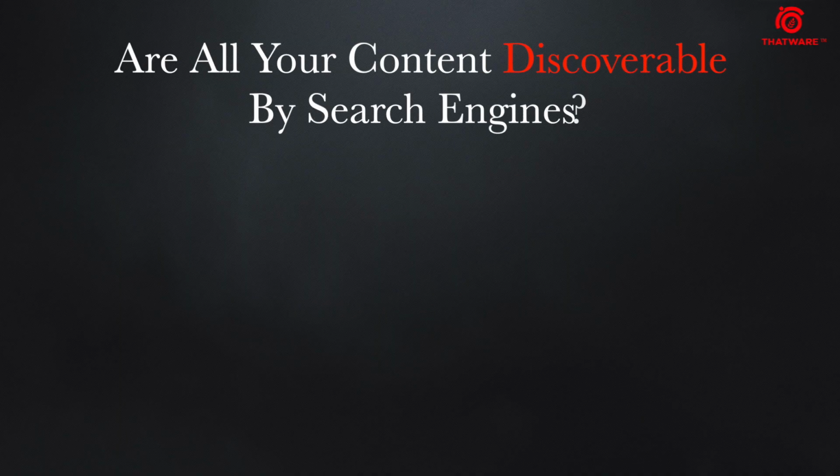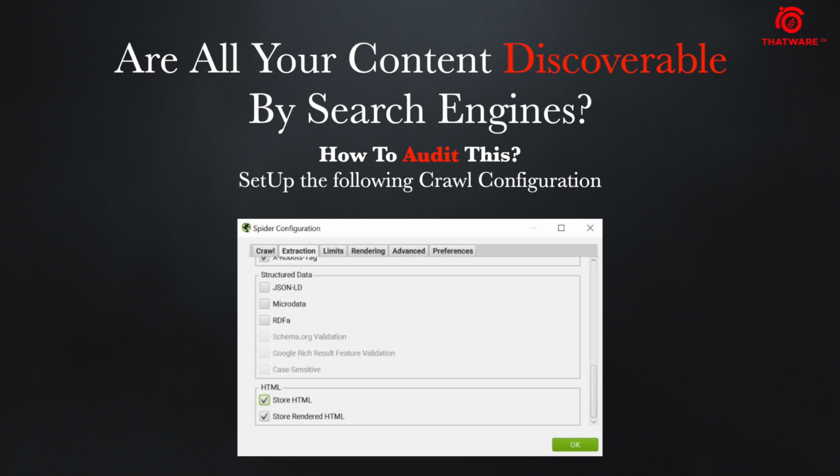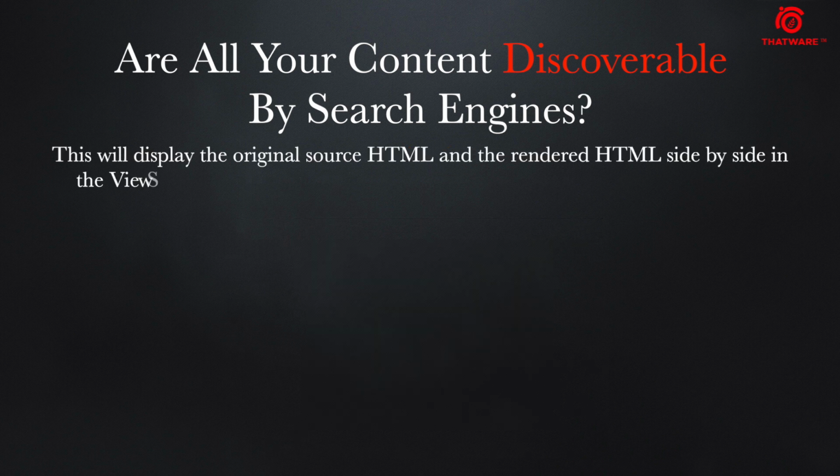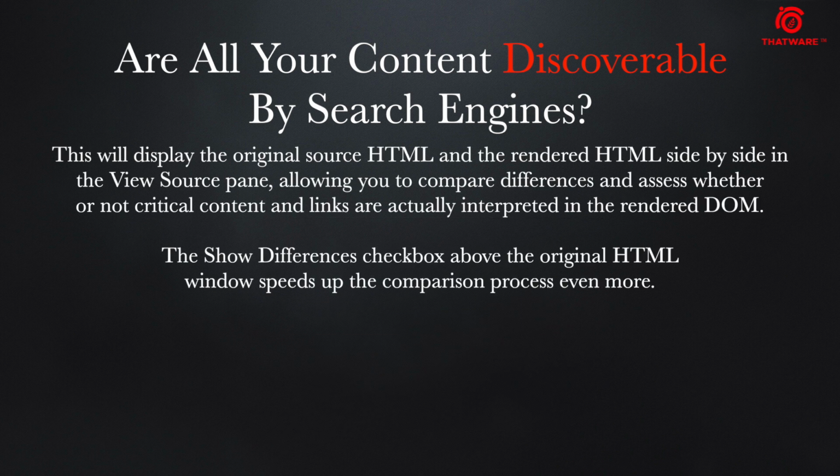So first of all, you can open Screaming Frog, and as you can see, click on spider configuration, go into extraction, and you need to tick both store HTML and store rendered HTML. The reason I'm saying this is that you first need to compare the HTML version versus what is being rendered, and what the differences are.